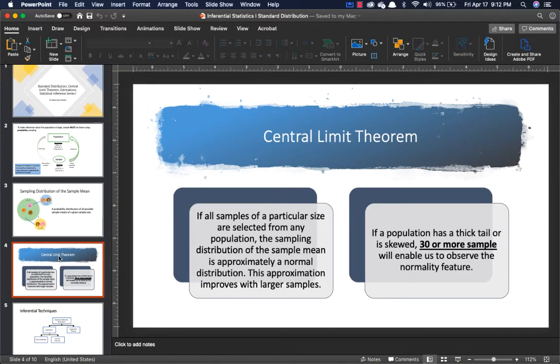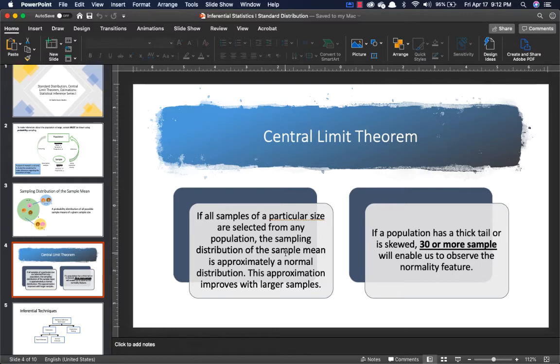Okay, so what is the central limit theorem? The central limit theorem is a theory that says if all samples of a particular size are selected from any population, then the sampling distribution of the sample mean is going to approach an approximately normal distribution. This approximation improves with larger samples.